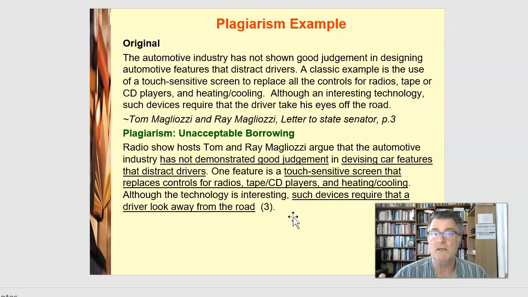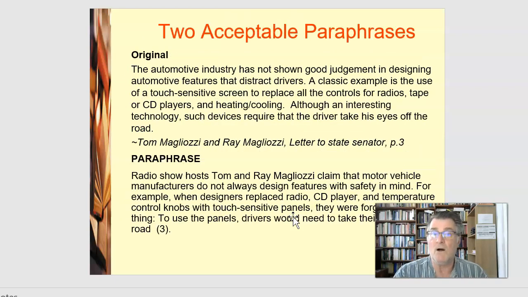Again, a direct quote. One feature is a touch-sensitive screen that replaces controls for radios, tape CD players, and heating, cooling. Again, a direct quote. Although the technology is interesting, and above it said, although an interesting technology, you just change the order of the words, such devices require that a driver look away from the road. Well, again, you're still writing very slight differences in terms of the main idea presented in the original text. That's plagiarism. Okay, you can paraphrase.